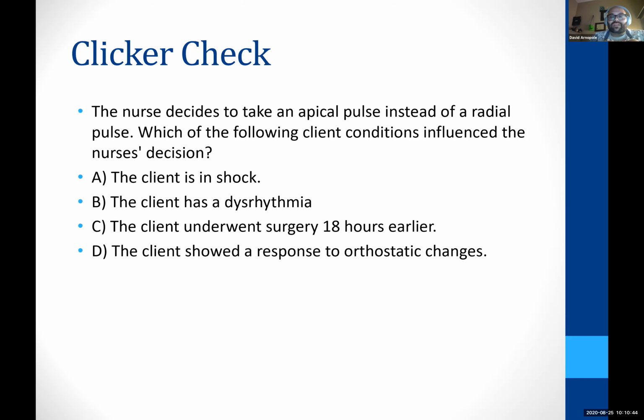The client underwent surgery 18 hours earlier. Yes, I'd check an apical, but that doesn't make me choose apical. I will check all the pulses then, not just apical. The client showed a response to orthostatic changes. No, that doesn't really make me want to do an apical pulse at that point. So again, the question is asking about an apical pulse and why you would choose specifically that. The answer at that point being B, they have a dysrhythmia. I need to further assess the dysrhythmia by auscultating, or listening to the heart.